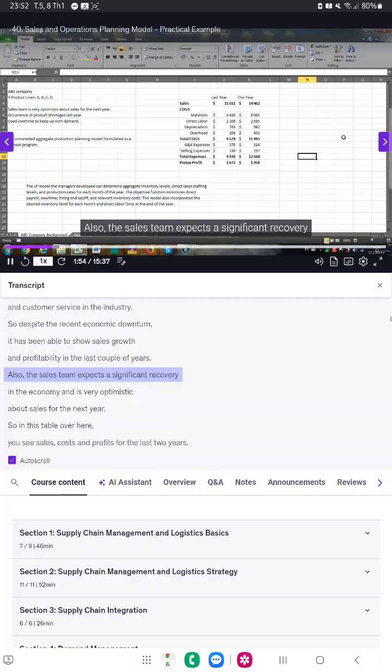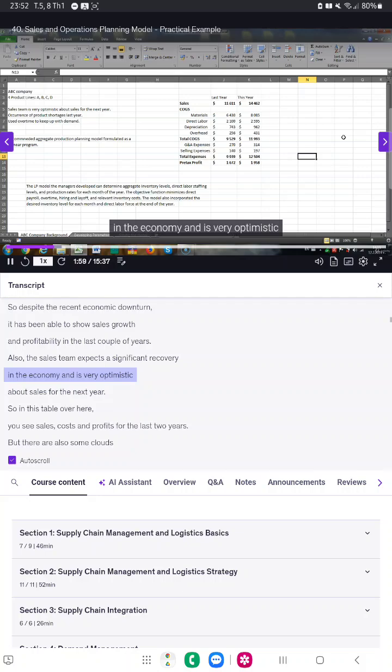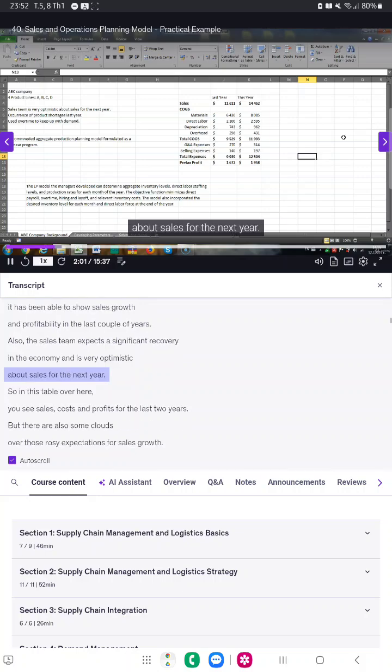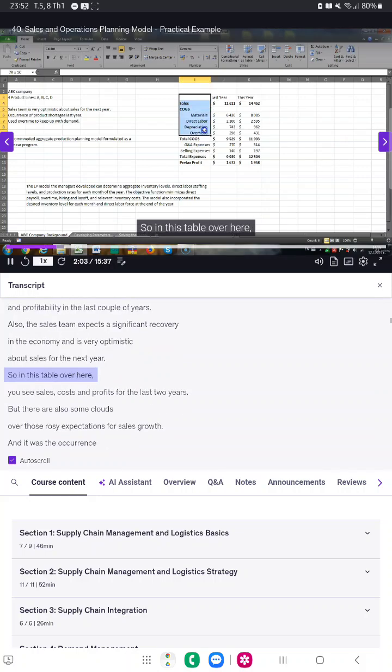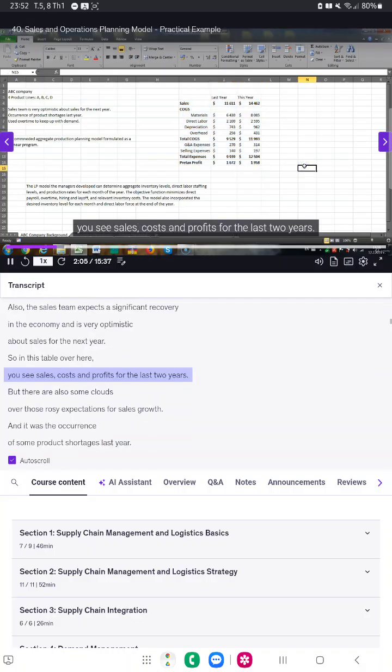Also, the sales team expects a significant recovery in the economy and is very optimistic about sales for the next year. So in this table over here, you see sales, costs, and profits for the last 2 years.